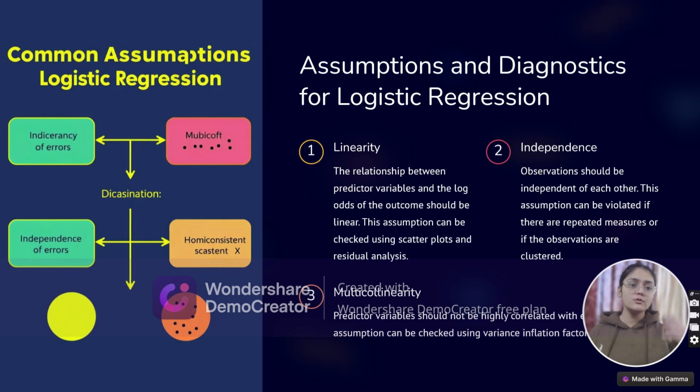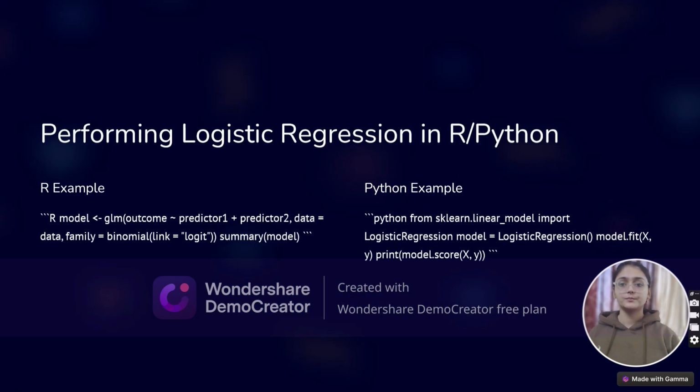Independence. Observations should be independent of each other. This assumption can be violated if there are repeated measures or if the observations are clustered. Multicollinearity. Predictor variables should not be highly correlated with each other. This assumption can be checked using the variance inflation factor (VIF).